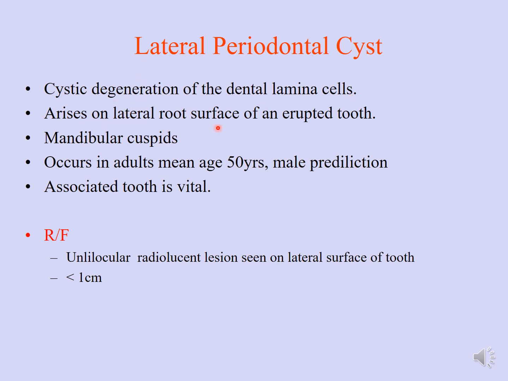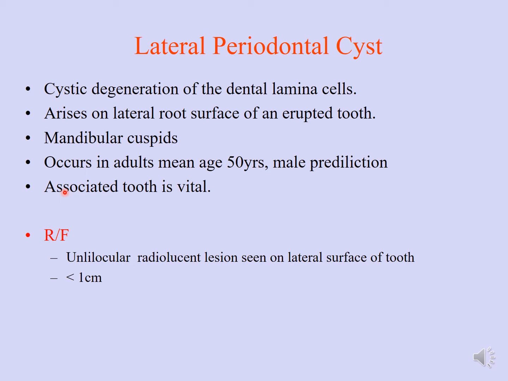It arises from the cystic degeneration of dental lamina cells. As the name goes, it arises on the lateral surface of an erupted tooth. The most common tooth affected is the mandibular cuspid. It occurs in adults with a mean age of 50 years, mainly with male predilection. And the most important point here is that the associated tooth is vital.